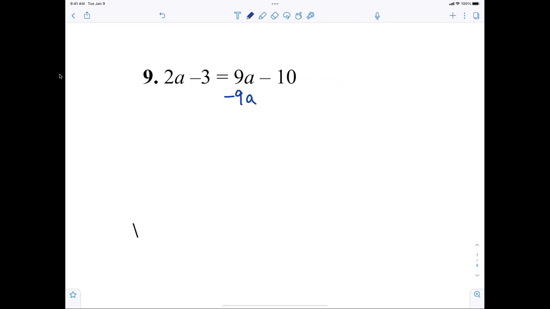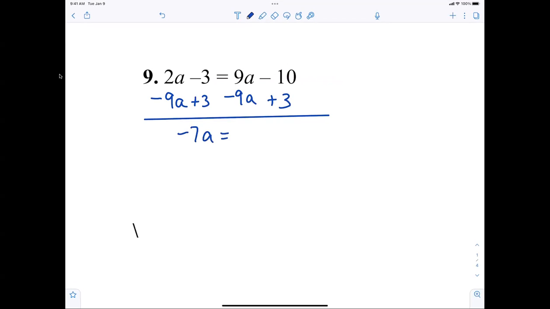Right, so we're going to do -9a, -9a. Now what am I going to do? You have -7a. And then you have to do +3, +3. You are amazing, kiddo. And then you have -7 equals... what kind of 7? -7. There you go. And then... no, that's negative. You're good.